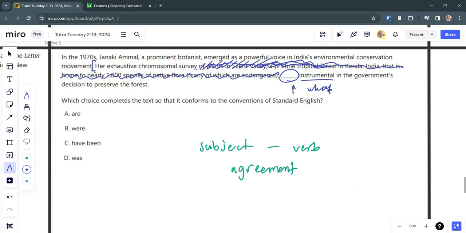And I see that the subject is "survey." The survey are instrumental, the survey were instrumental, the survey have been instrumental, the survey was instrumental. And because "survey" is singular, we can say the survey was instrumental.